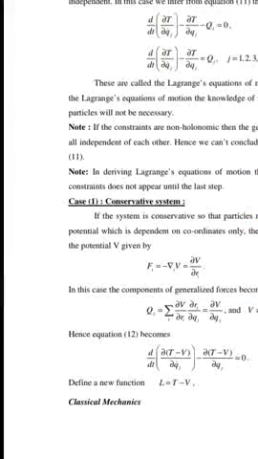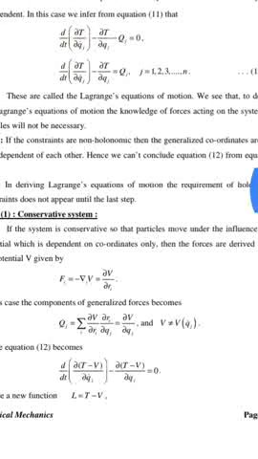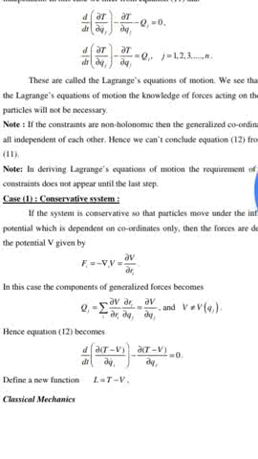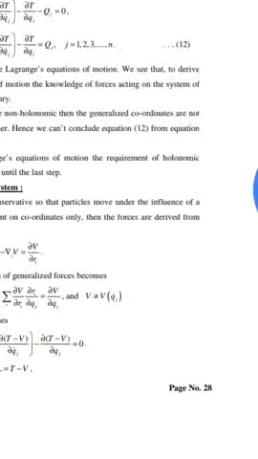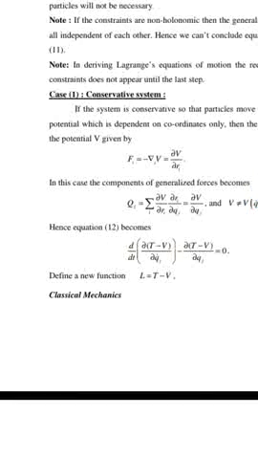Now we come towards Lagrangian formulations. In Lagrange's formulations from classical mechanics, we study the Lagrange's equations of motion for a conservative system, for a non-conservative system, and for a partially conservative and partially non-conservative system. In deriving Lagrange's equation of motion, the requirement of holonomic constraint does not appear until the last step.